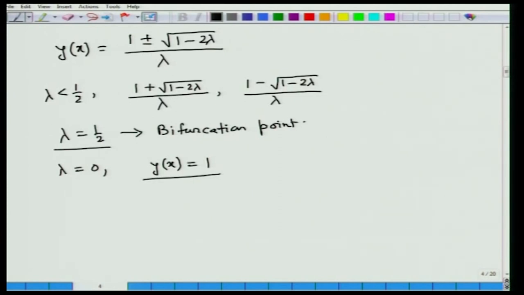So, there does not exist any real solution whenever lambda is greater than half. So, with the help of this particular simple example, we have explained three important points. Number one, the concept of bifurcation of solution. Number two, the existence of singular solution. And number three, that the solution depends upon the parameter.